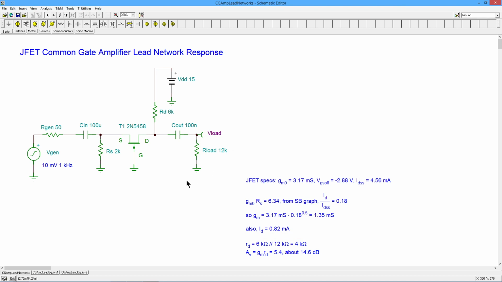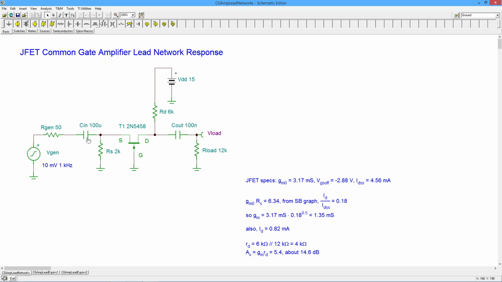All right, now shift gears. Let's go look at the lead network response, low frequency response. That's what we're here for. All right, so on the front end, off the generator, we have the generator internal impedance, the input capacitor, and remember, it's always coupling capacitors and bypass caps that create these lead networks.